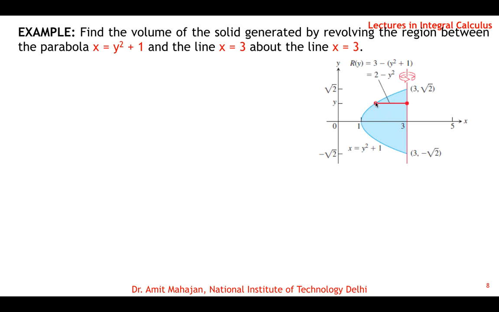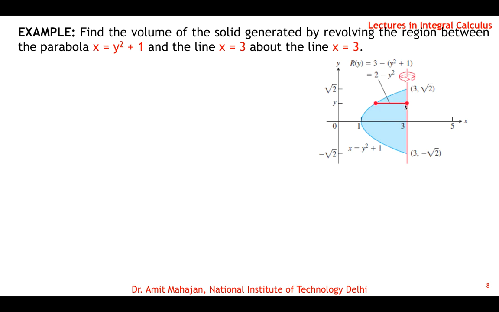So when this is rotated, it will generate a disk, and this whole region when rotated will generate a volume. If you know this radius, then you can find the cross-sectional area of the disk, and then you can integrate with y values. Clearly, the radius will be the x value here minus the x value here. The x value here is 3, and the x value here is y square plus 1. So 3 minus (y square plus 1), which is 2 minus y square, is this radius.